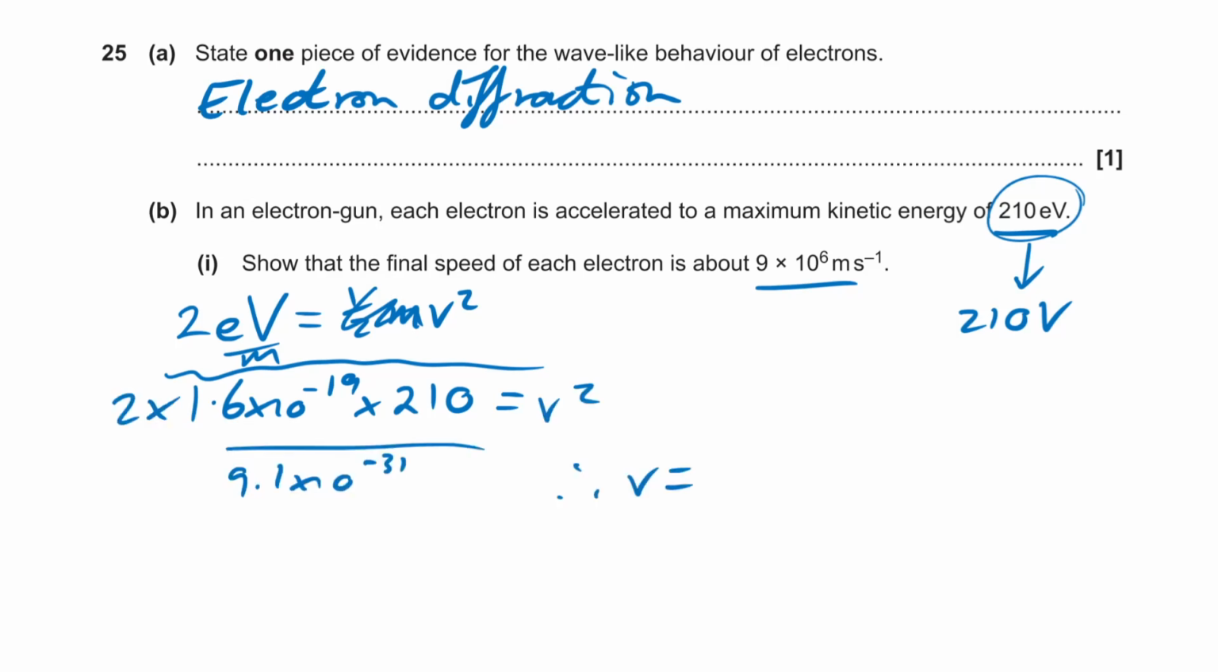I'll probably get told off by several people for saying that. I don't care. So rearranging that, we can say that 2 lots of the energy divided by the mass is equal to v squared. We end up with a velocity of 8.6 times 10 to the 6 meters per second.